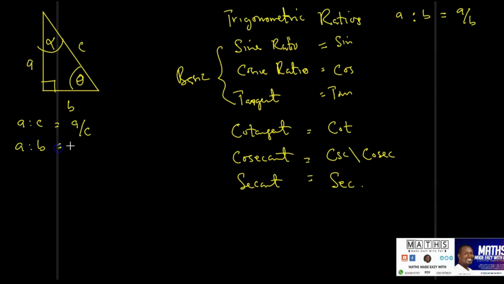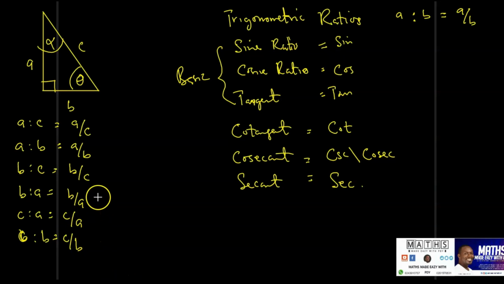A is to B, which is the same as A over B. We can, and I also heard B is to C, which is the same as B over C. Yes, which other ratio again can we have? B is to A, which is the same as B over A. And then C is to A, which is the same as C over A. And then C is to B, which is the same as C over B.